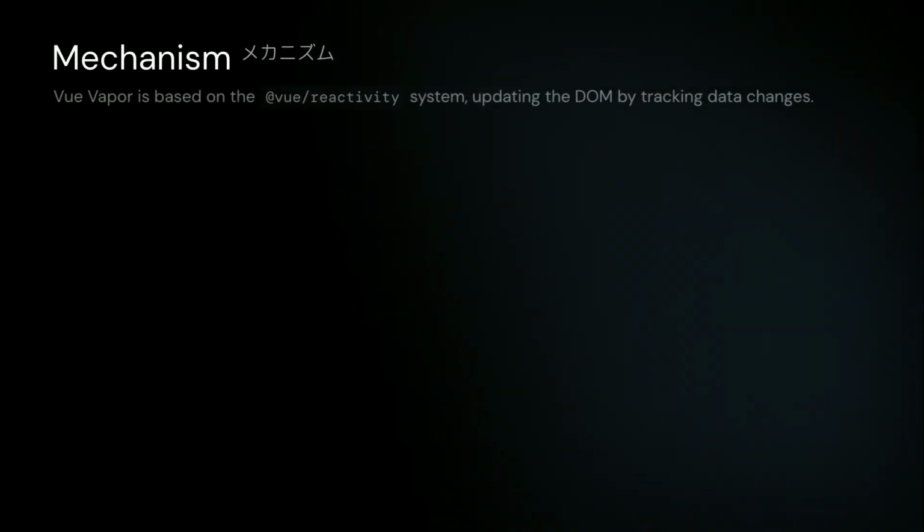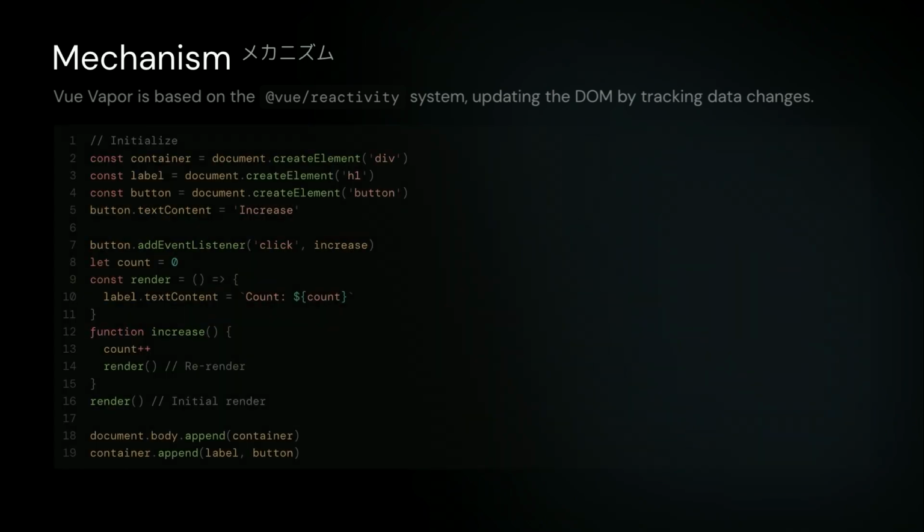Next, I will walk you through the principle of Vue Vapor. Don't worry if it feels complex. We will take it step by step. Imagine we are building a basic counter app from scratch. No frameworks, just native DOM APIs. First, we have a div, a title, and a button, and then add them to the body of the page. We define a count variable and add a click event to the button.